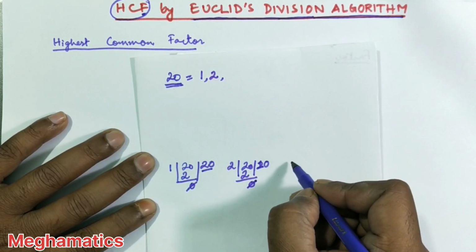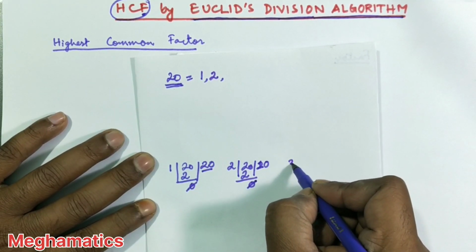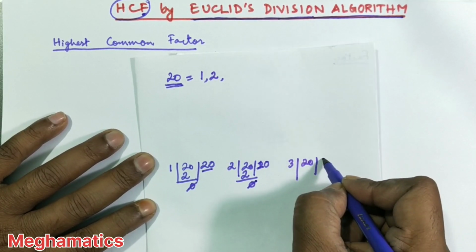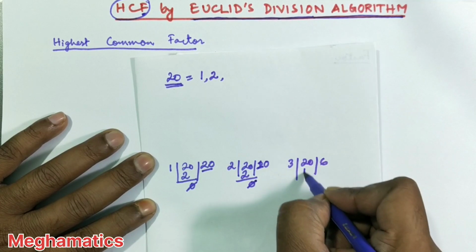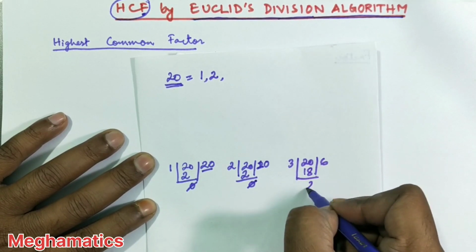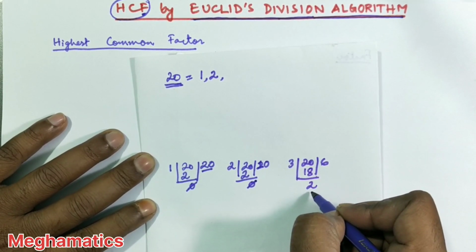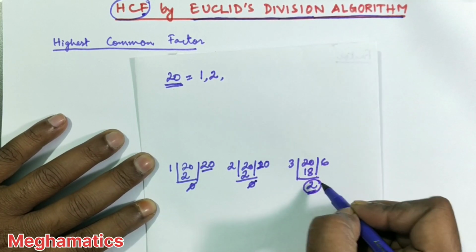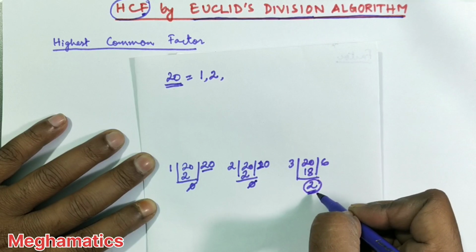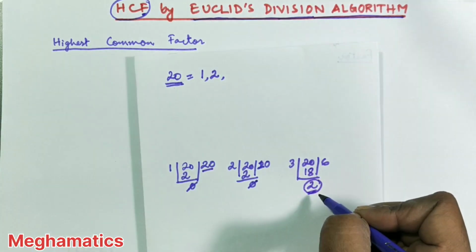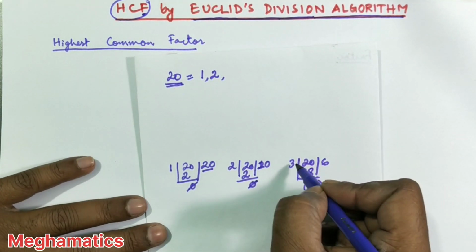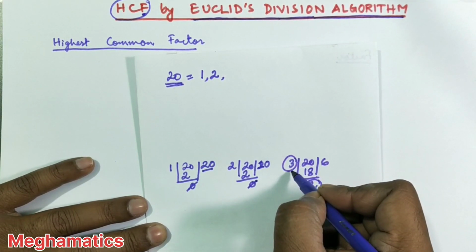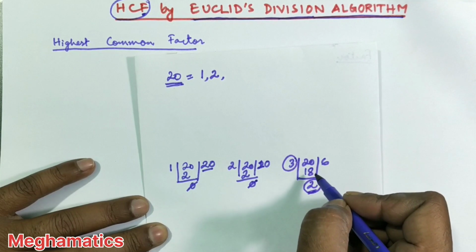Now we'll try 3. If we divide 20 by 3, we get 6 times. 3 6s are 18, and the remainder is 2. Since the remainder is not 0 but a positive number, 3 is not a factor of 20. So we cannot consider 3 as a factor.